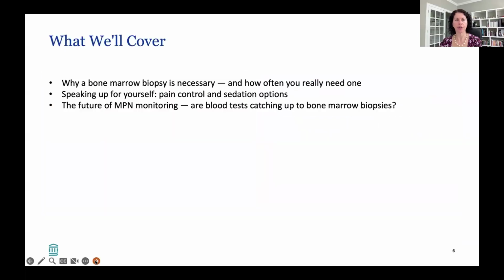Okay, so today we're going to talk about why we're doing a bone marrow biopsy, and also, how often do you need it? I get that question all the time. We'll talk about how to prepare yourself for the bone marrow biopsy, as well as maybe the future of diagnostic testing for myeloproliferative neoplasms.